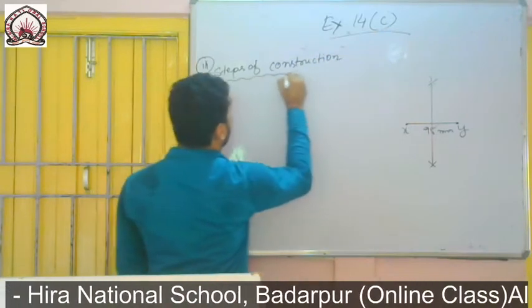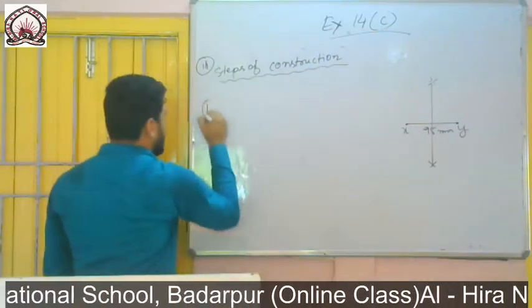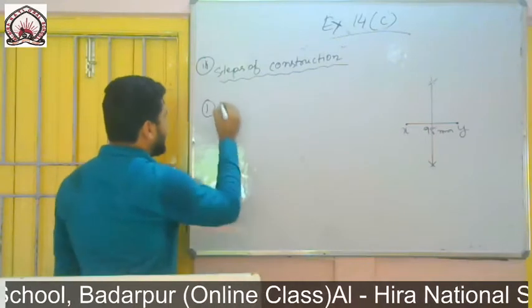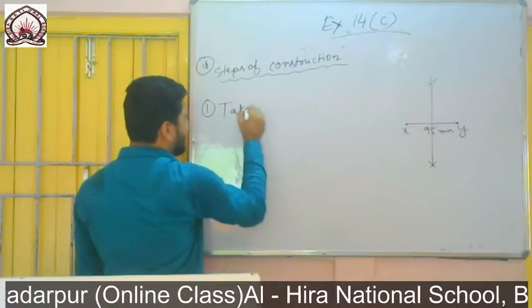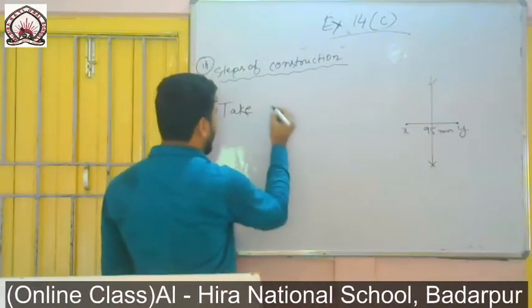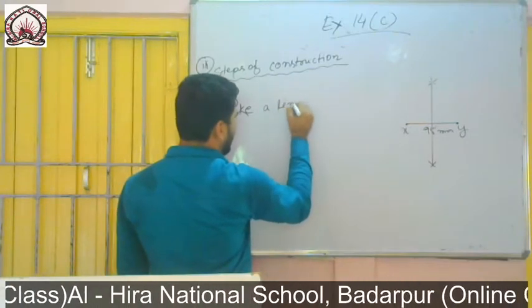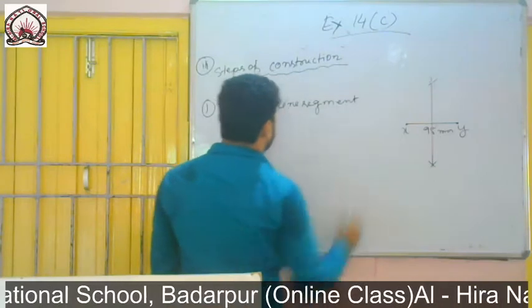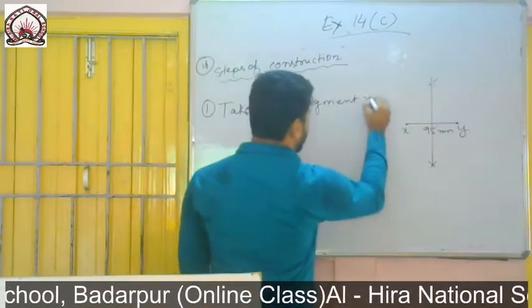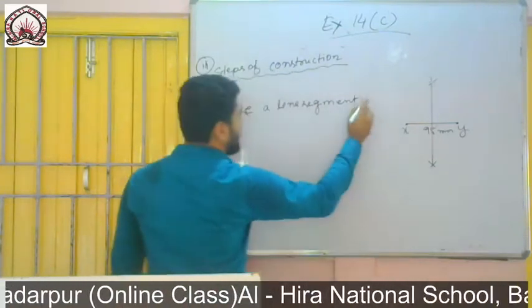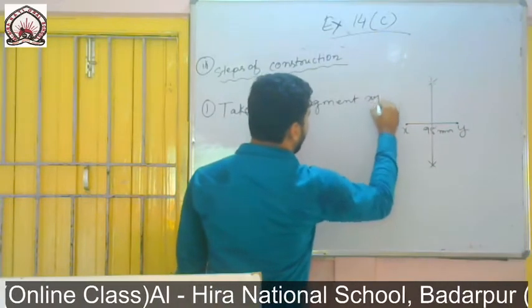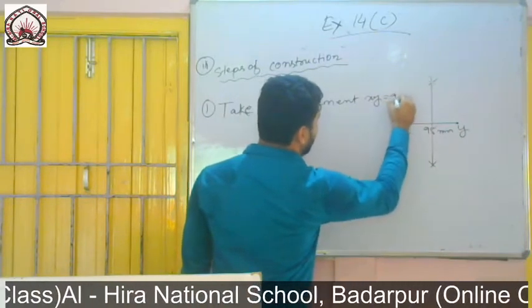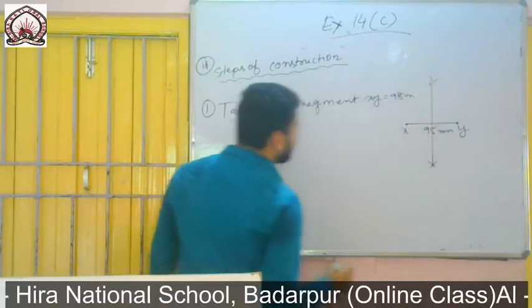Okay, number one, take, as earlier, these are the same. Take a line segment XY. Line segment XY equals 98 mm.